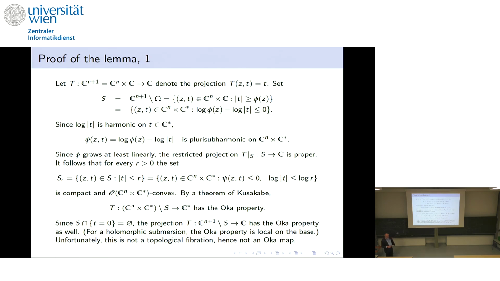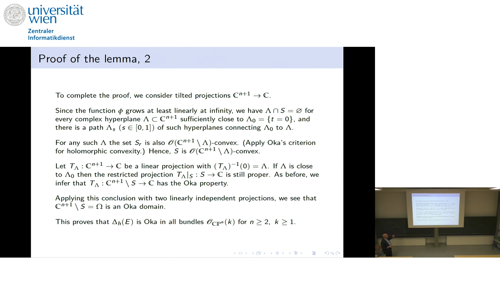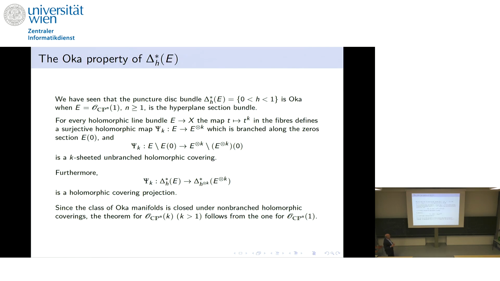You see, topology changes. However, I can now do projection in a slanted direction. I won't go through the slide too much, but I'll just explain what I do. Instead of this hyperplane, I tilt it. If I tilt it not much, it will still not intersect S, and the projection in the tilted direction will still be good. And I can do the argument which I did before for the tilted projection. As soon as I have two tilted projections, their kernels span the tangent space at every point, and I can conclude that omega is Oka. Okay, so that proves this theorem.